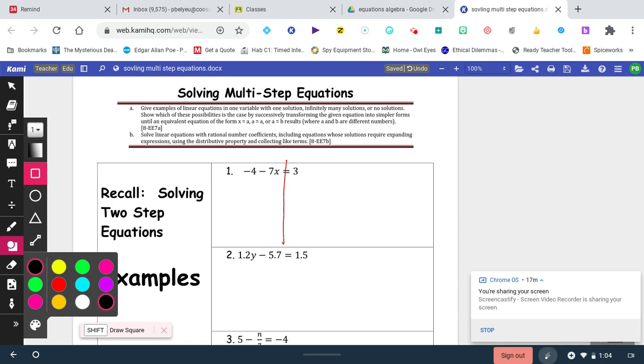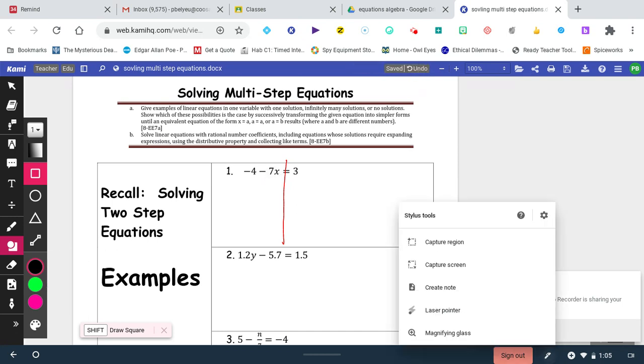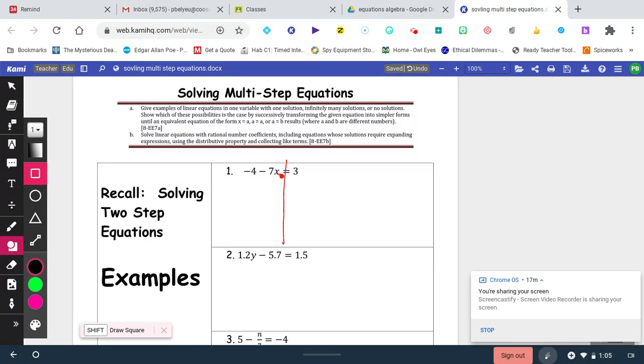So which one do you get rid of first? Well, you always get rid of the one that is farther from your variable. So here's my variable. Okay, my variable is right here. The -7 is really close to the variable. -4 is farther away. So I always get rid of the one that's farther away. Well, how do you get rid of the one that's farther away first? In most instances, you get rid of the one that's farther away just by changing the sign. So I'm going to change -4 to +4. Well, it needs to look a little better than that.